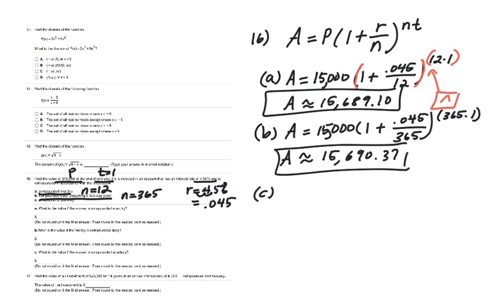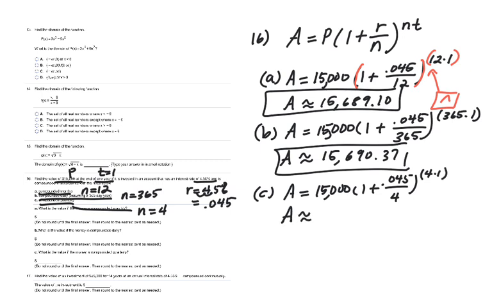Okay, let's look at part C. Part C says that it's compounded quarterly. There's 4 quarters in a year, so quarterly will be N equal to 4. So we have our accumulated value of 15,000 times 1 plus 0.045 divided by 4 compoundings per year, raised to the 4 times 1. Okay, so the accumulated value is approximately $15,686.48.